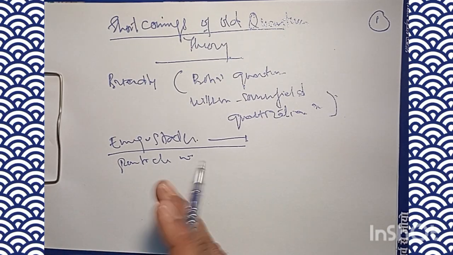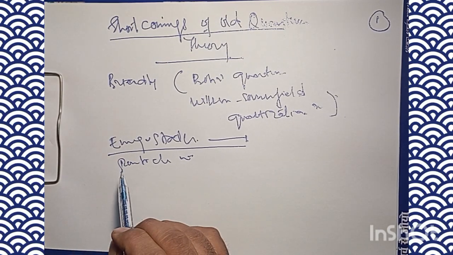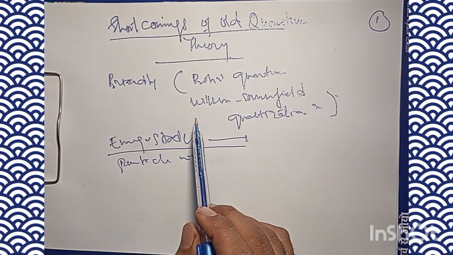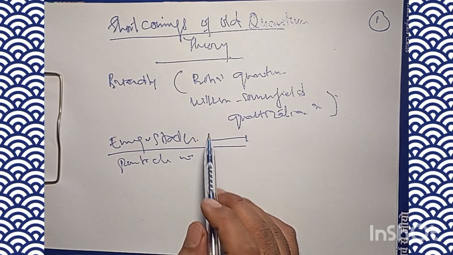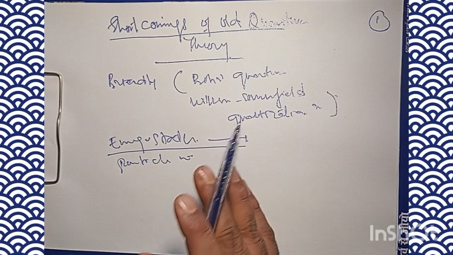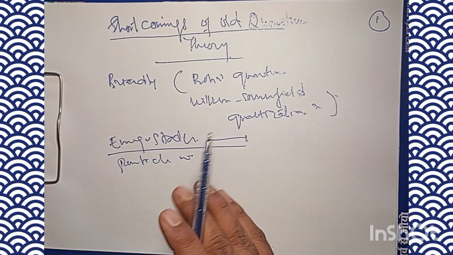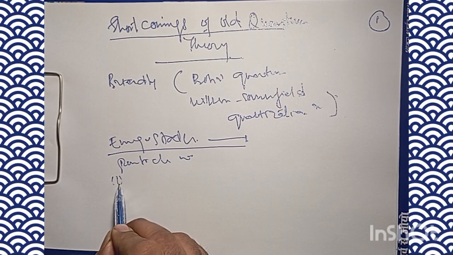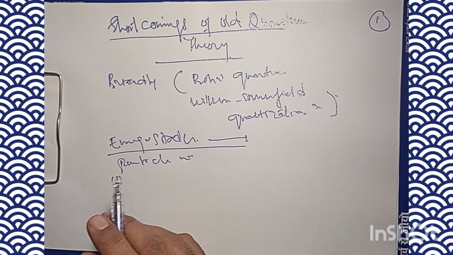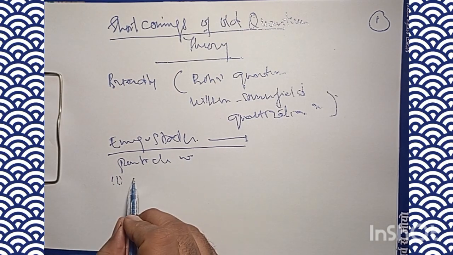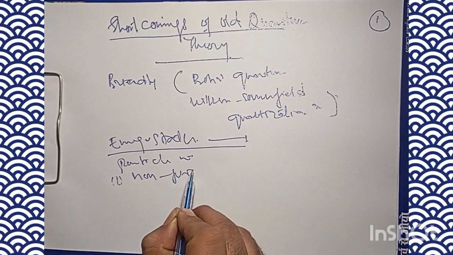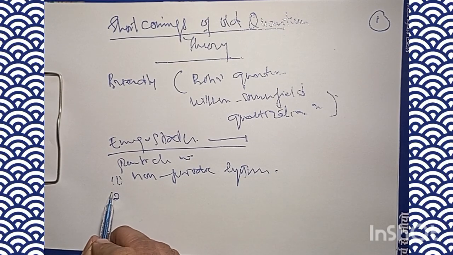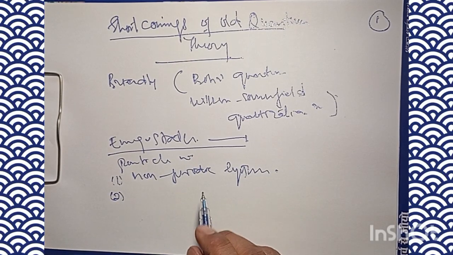The main shortcomings of the old quantum theory, which was based on Bohr and Wilson-Sommerfeld's postulates, were a substantial number of inadequacies. To start with, the very first shortcoming was that it could not be applied to non-periodic systems. This was the first biggest shortcoming of this old quantum mechanics.